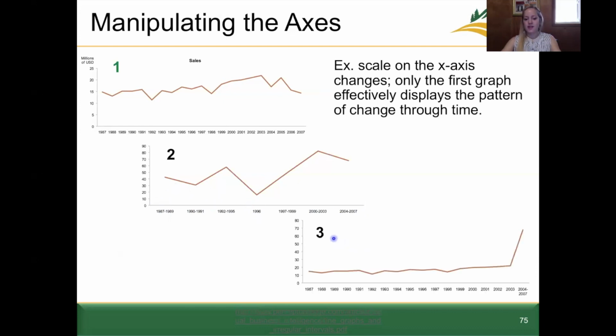Again, here with graph number 3, this is all the same data. We have 1987 to 1988, so we're going in 1 year increments here. Yet at the end, we have 2004 through 2007 all lumped together. So all these graphs show a different scale on the x-axis, yet only the first graph really effectively displays the pattern of change through time, while graphs 2 and 3 seem intentionally deceptive.